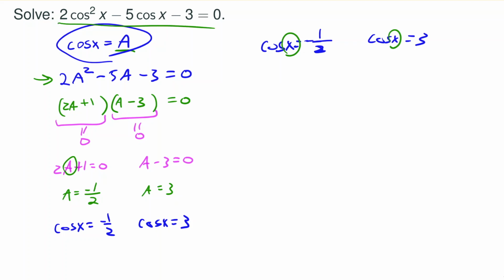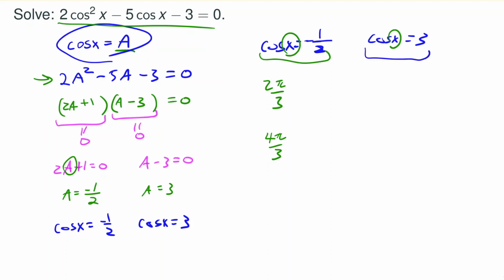So then we'll refer back to the unit circle. What angle on the unit circle has a cosine that gives us -1/2? Cosine is the x value, so here it gives us 2 pi over 3. Cosine of 2 pi over 3 gives us -1/2, but also cosine of 4 pi over 3. Okay, so those are the two angles from the unit circle for this equation.